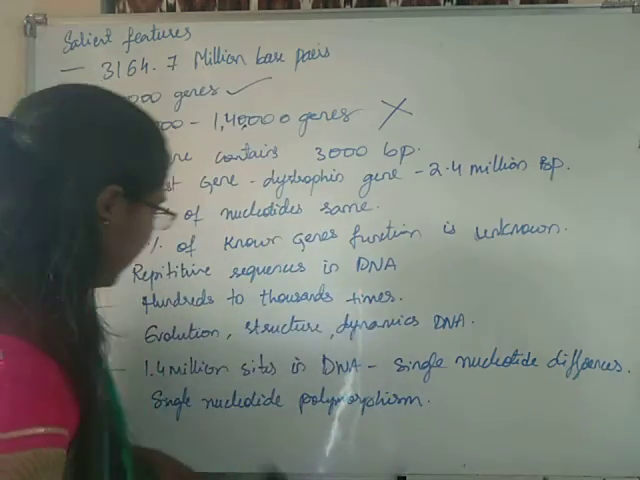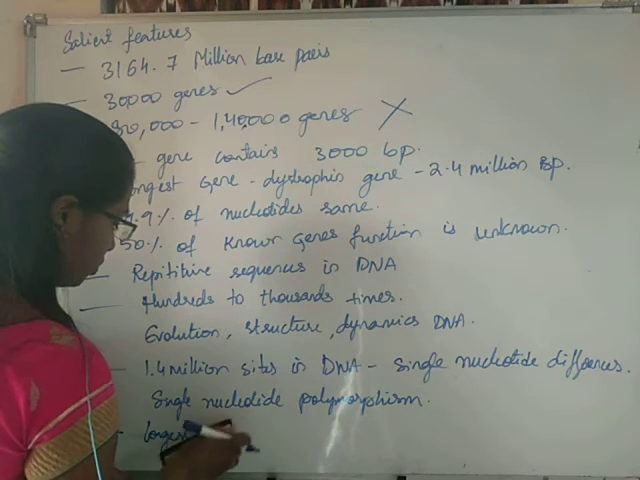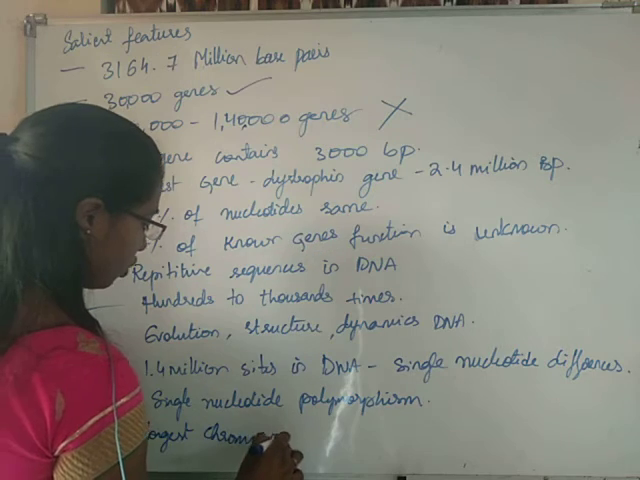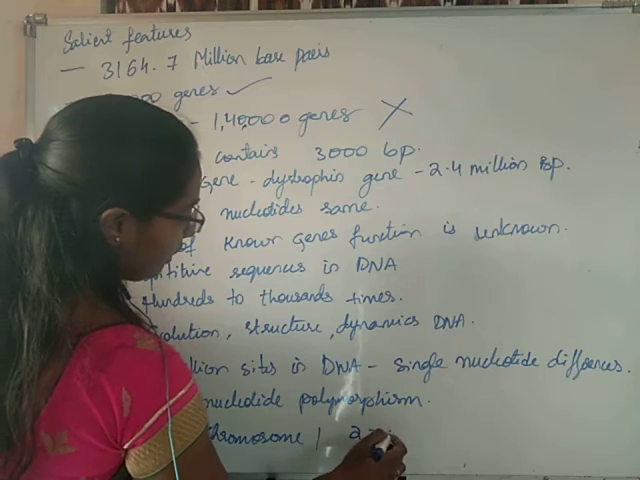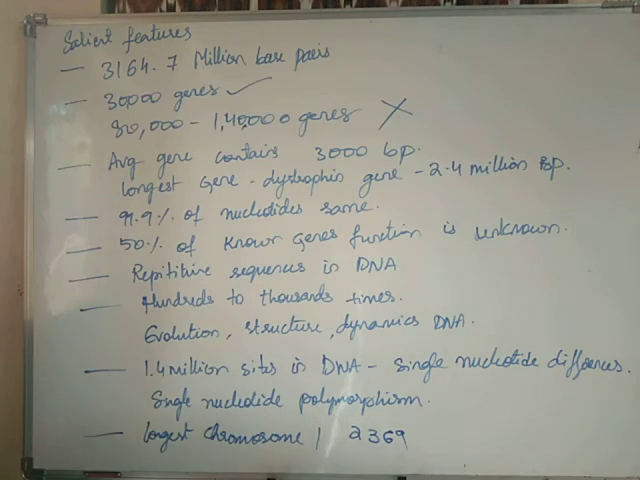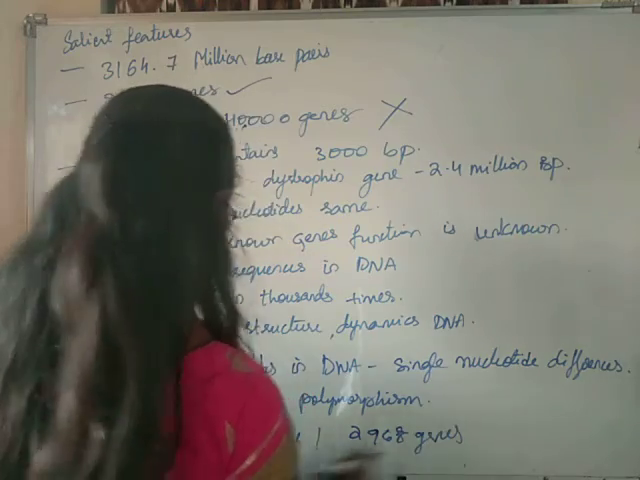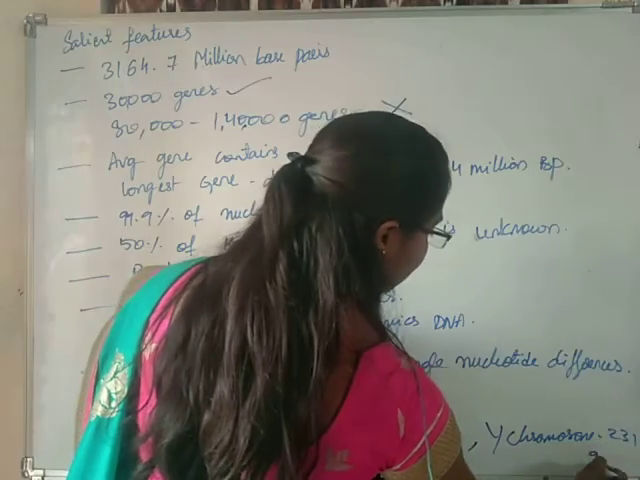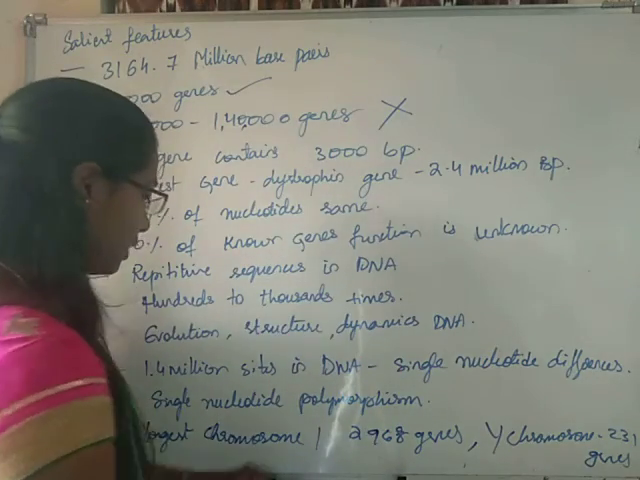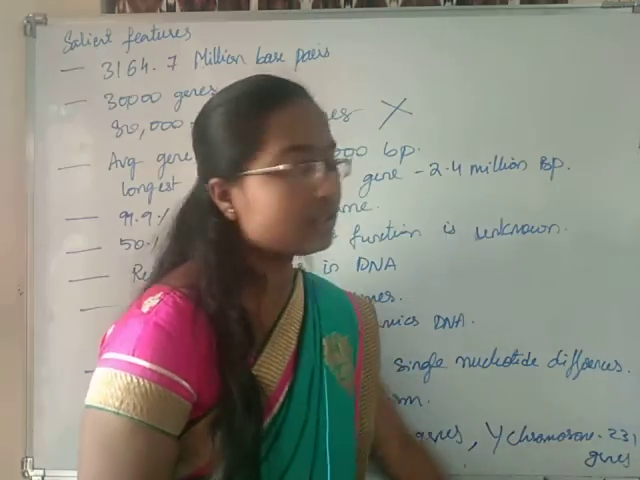And one last point to add to the salient features: the longest chromosome is chromosome 1 with 2,968 genes, and the Y chromosome with only 231 genes is the smallest chromosome.